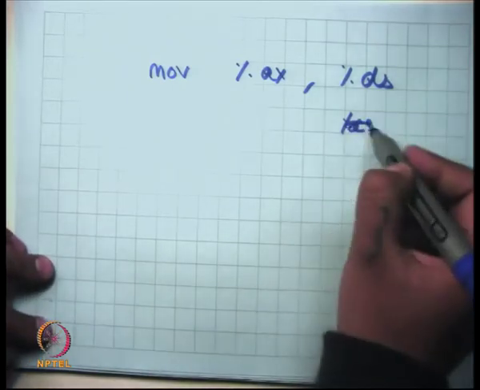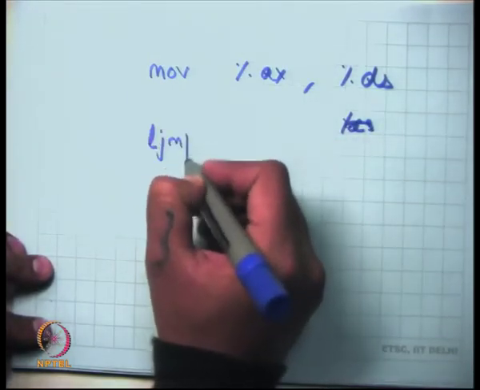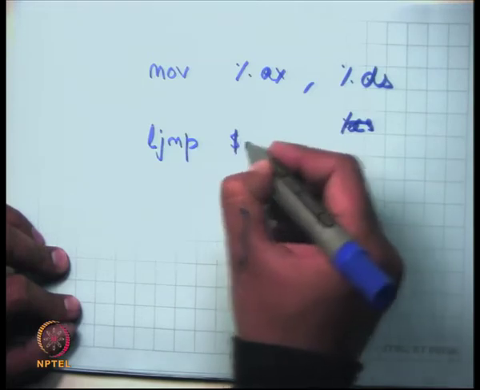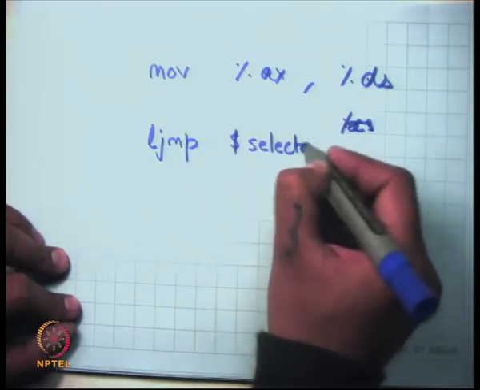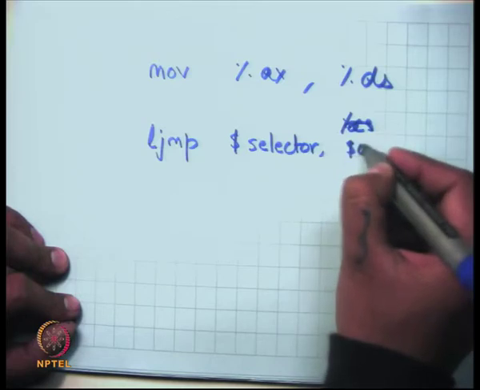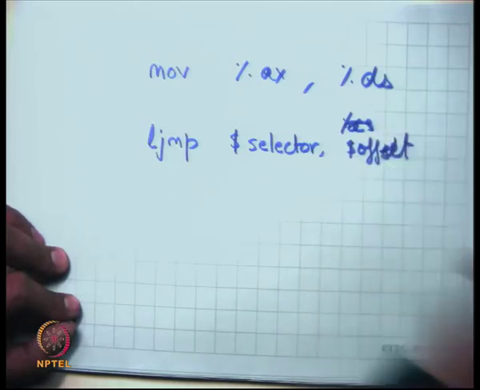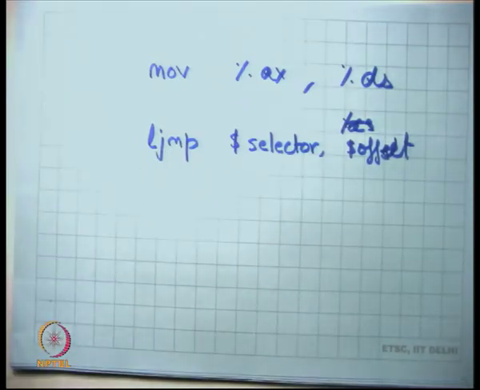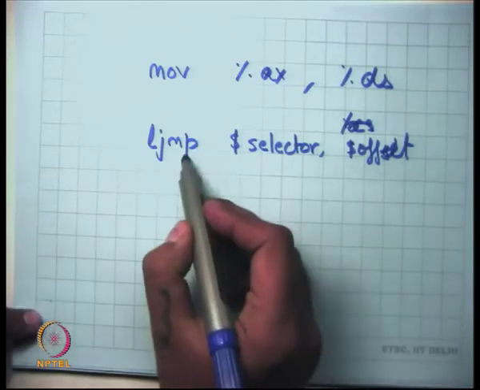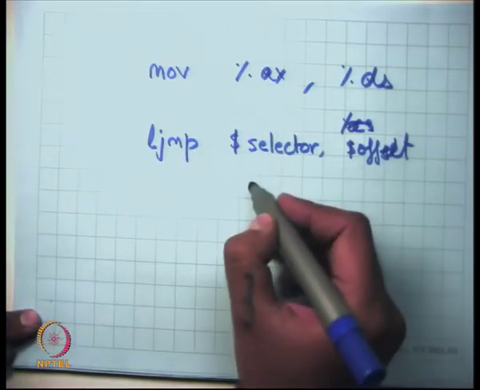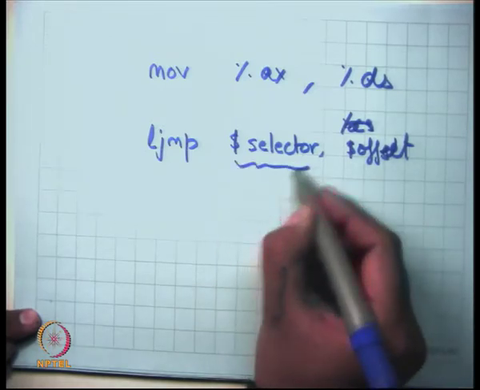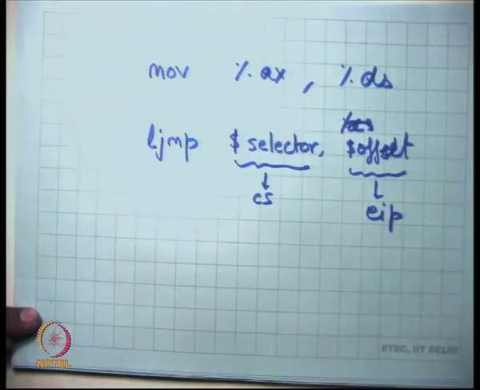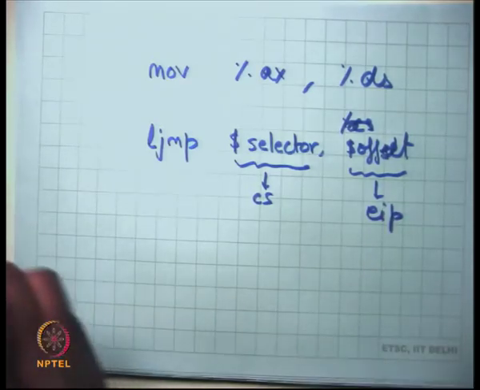The way to change CS is what's called an ljump instruction. Ljump takes arguments selector and offset. We've seen the jump instruction before, where we just say jump to an address, which just changes EIP to that address. Ljump takes 2 arguments, selector and offset, and the semantics are that it will set the selector into CS and set the offset into EIP.